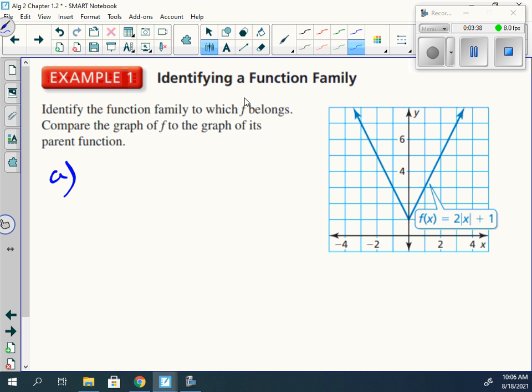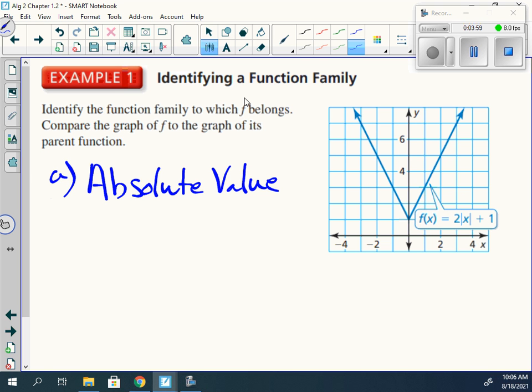So the main characteristic of an absolute value has what? What does this one look like? So its parent is the absolute value. It's an absolute value function.